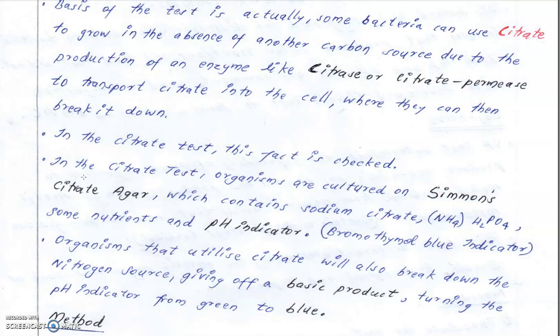And NH4H2PO4, that is for nitrogen bases and phosphates to create DNA molecules. For the reproduction of bacteria, they need to produce more DNA, so nitrogen and phosphorus are needed. So this molecule is added, along with some nutrients and a pH indicator. The pH indicator used is bromothymol blue, to see whether they have produced acids or alkaline substances from citrate. The pH indicator will give us details about that.